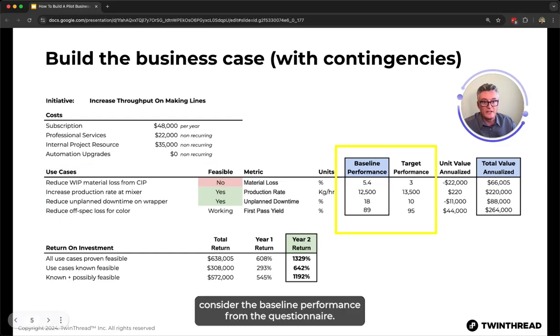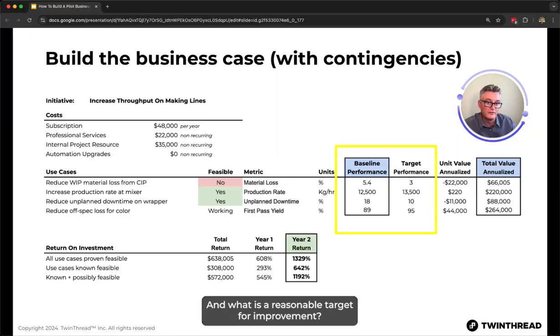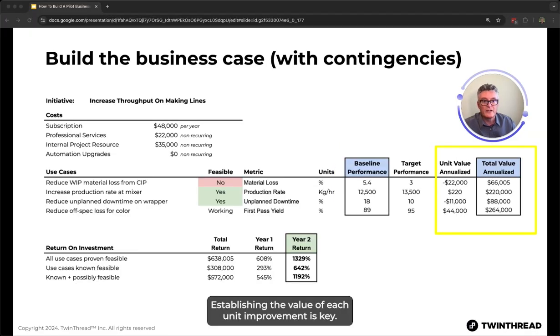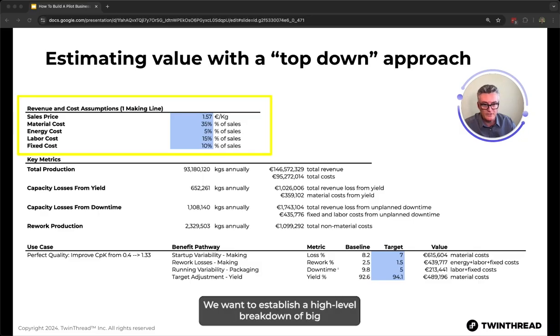Next, consider the baseline performance from the questionnaire and what is a reasonable target for improvement. Establishing the value of each unit improvement is key. I have an example of how to approach that in a simple yet effective way. Here's a simple model for estimating value. We want to establish a high-level breakdown of big cost buckets and express them as a percent of revenue, percent of sales in scope for the pilot plant or line.